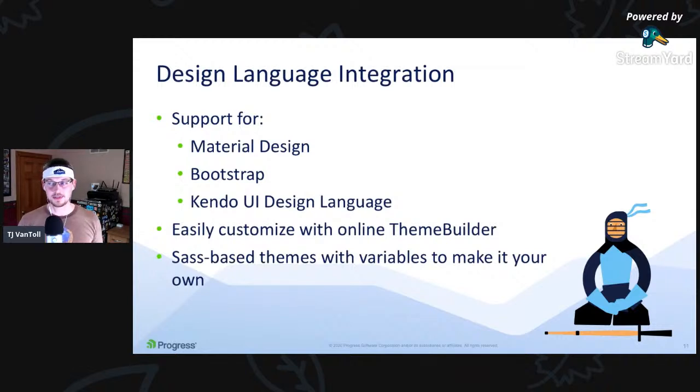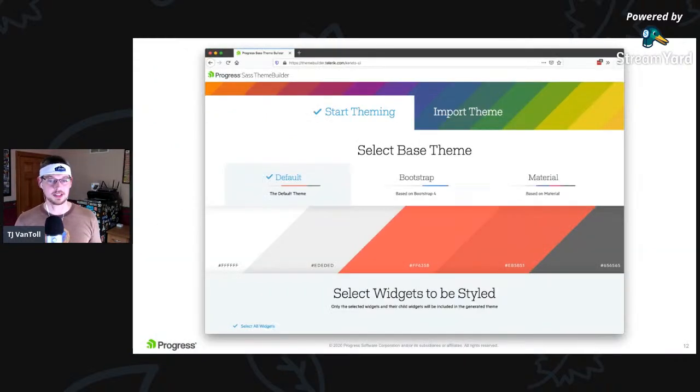And so the last thing on my list for Kendo UI is that we also provide design language integration, or basically theming. Regardless of what flavor you use, Kendo UI has support for Material Design and for integration with Bootstrap. So if you're a Bootstrap person, we integrate with that really well. And we also have our own built-in default language. So if you're not interested in any of those integrations, you can use the built-in one that we ship with out of the box. And we have an online-based theme builder that looks a little something like this, that lets you start with one of those three themes.